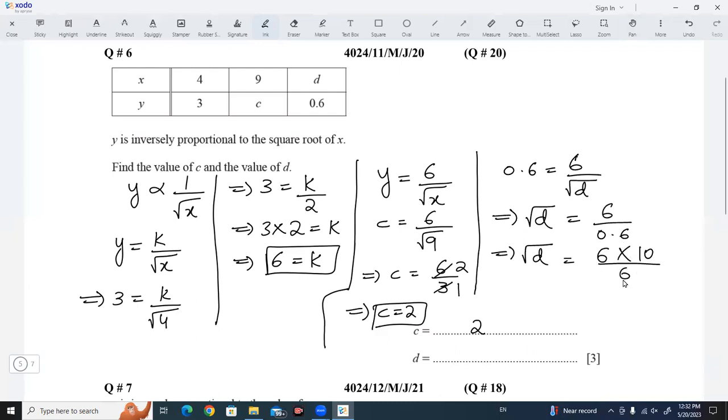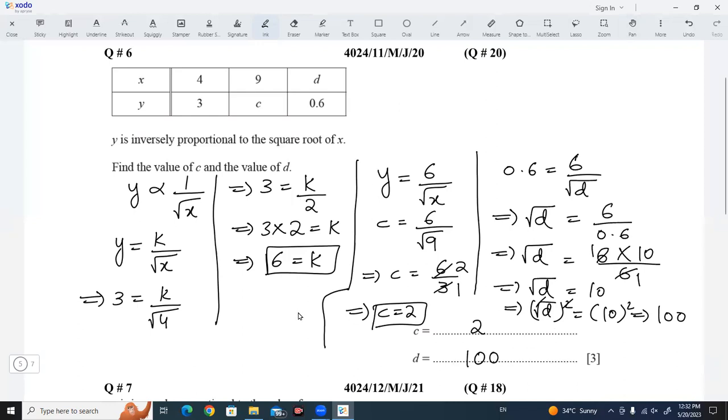So 6 times 10 is 60 and 0.6 times 10 is 6, so 60 divided by 6 is 10. So the square root of d is 10. Actually, we have to find the value of d, not the square root of d. So we have to take squares on both sides. Once taking the square on both sides, the square of 10 is 100. So the value of d is 100. So I write down the answer in the given space.